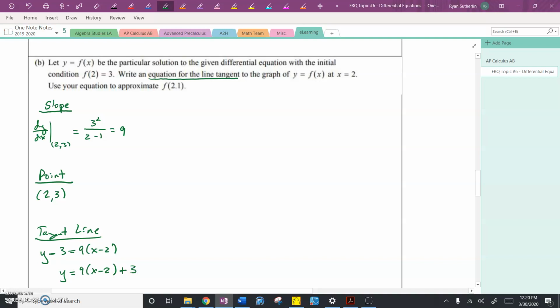And so now they want us to use the tangent line to approximate the value of the function at 2.1. So that just means we take our tangent line, and where we see x, we plug in 2.1 for that value. So here we would have 0.9 plus 3. So the value approximately would be 3.9.